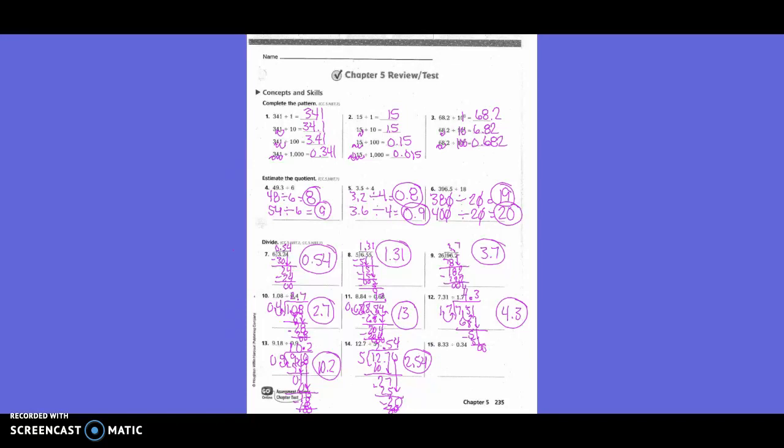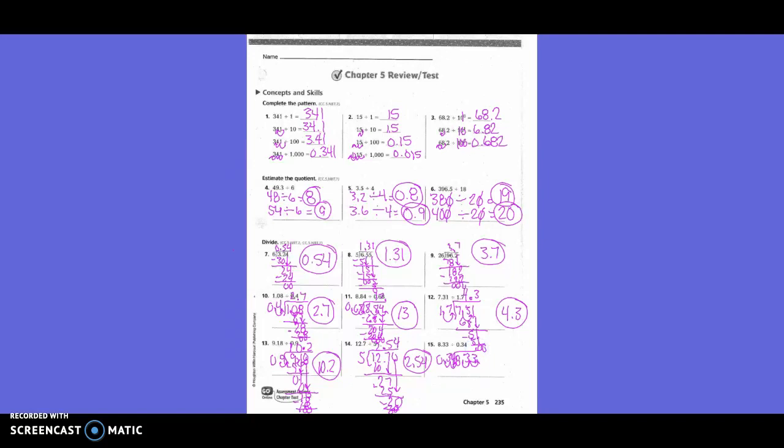On the next one, 8 and 33 hundredths divided by 34 hundredths. What goes in my house? 8 and 33 hundredths. Divided by 34 hundredths. Do I need to move my decimal over? Yes. Twice, right? So what I do to the divisor, I do to the dividend. So I bring my decimal straight up.